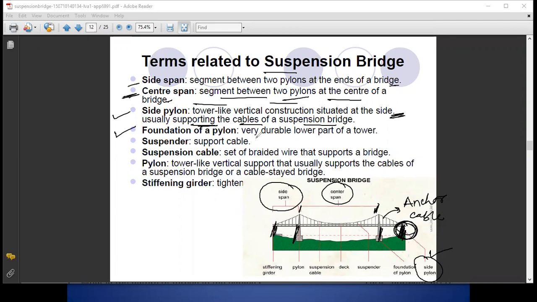Next is the foundation of the pylon. Very durable lower part of the tower, this is called a foundation. This is called the foundation of the pylon or the foundation of the tower. Very durable lower part of the tower.